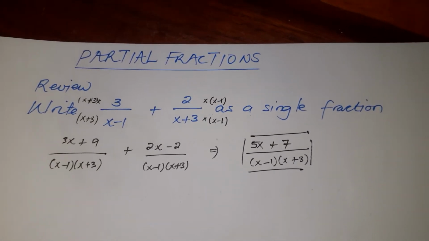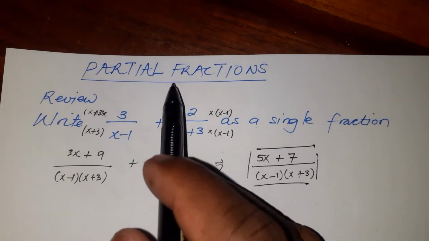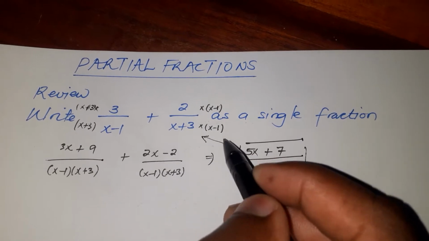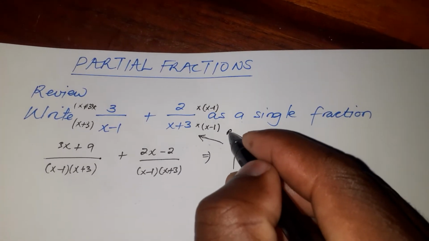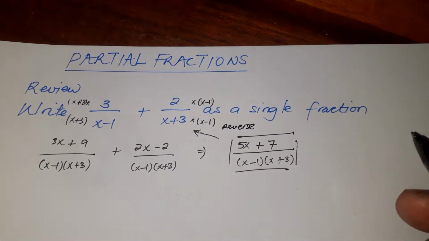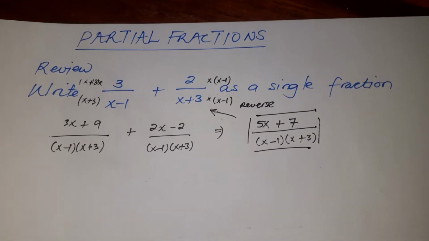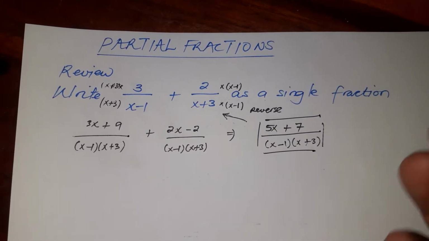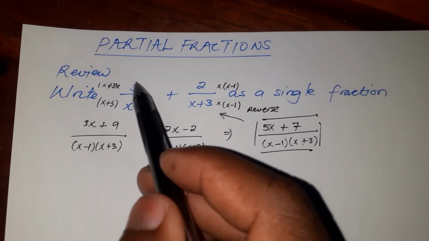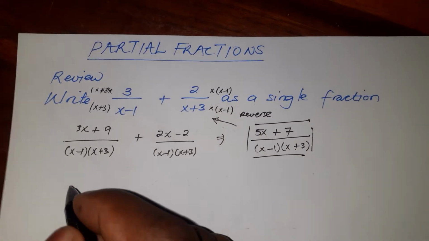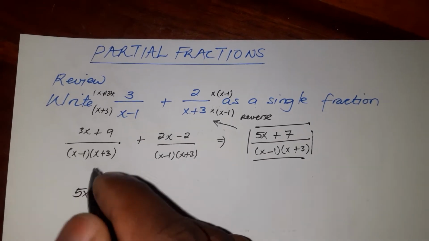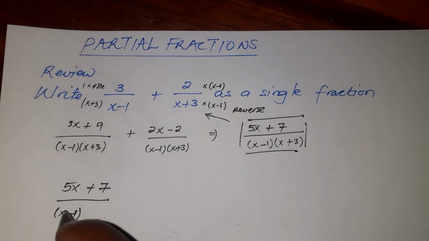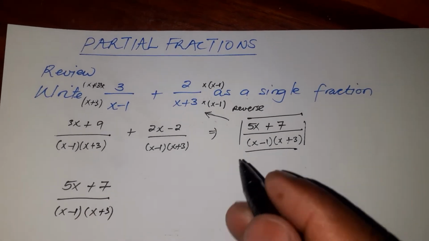Now when we talk of partial fractions, it means we want to move from here to where we started. It's actually reverse. We're now going reverse. That now brings us to partial fractions. Now let's take this and then we write the partial fractions to get these two values here. Now how it works, we write 5x plus 7 over x minus 1 and then x plus 3.